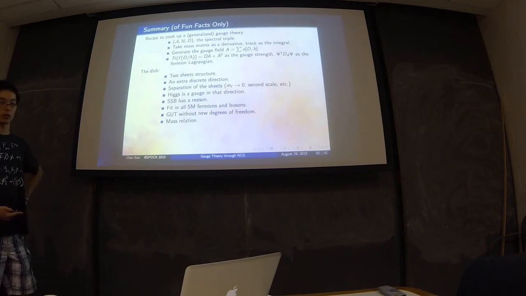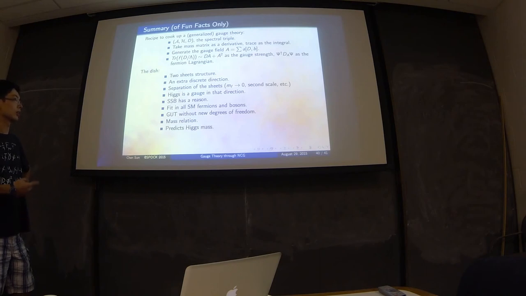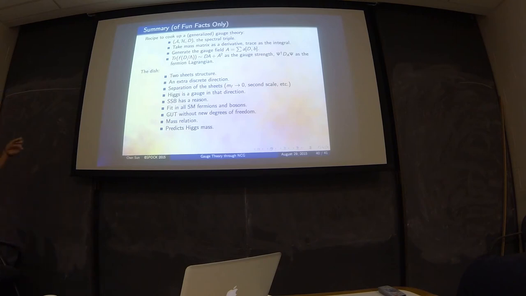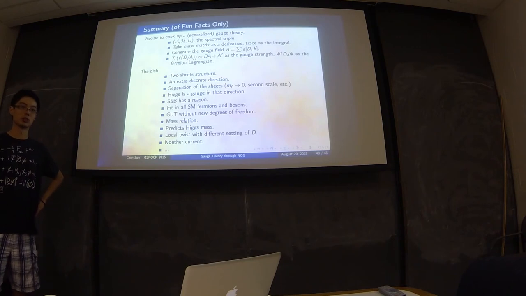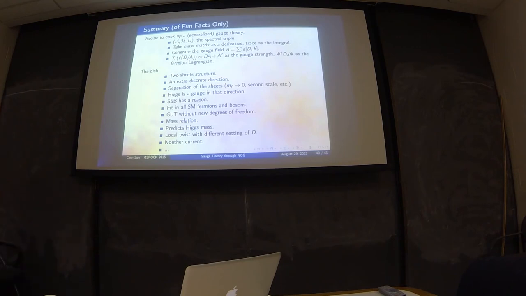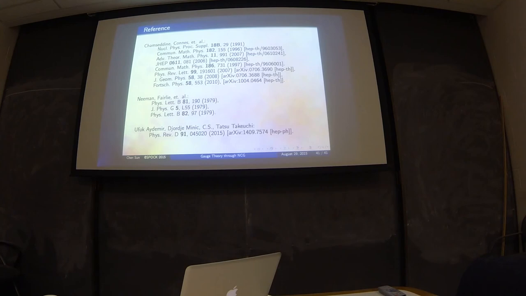And we have a mass relation between the W boson and fermions. And it has the capability to predict the Higgs mass, because they are all related. The couplings are all related. And we have this local twist. We can study different settings of mass with the local twist. And we can look at the other current, and maybe more. I think that's pretty much of it.